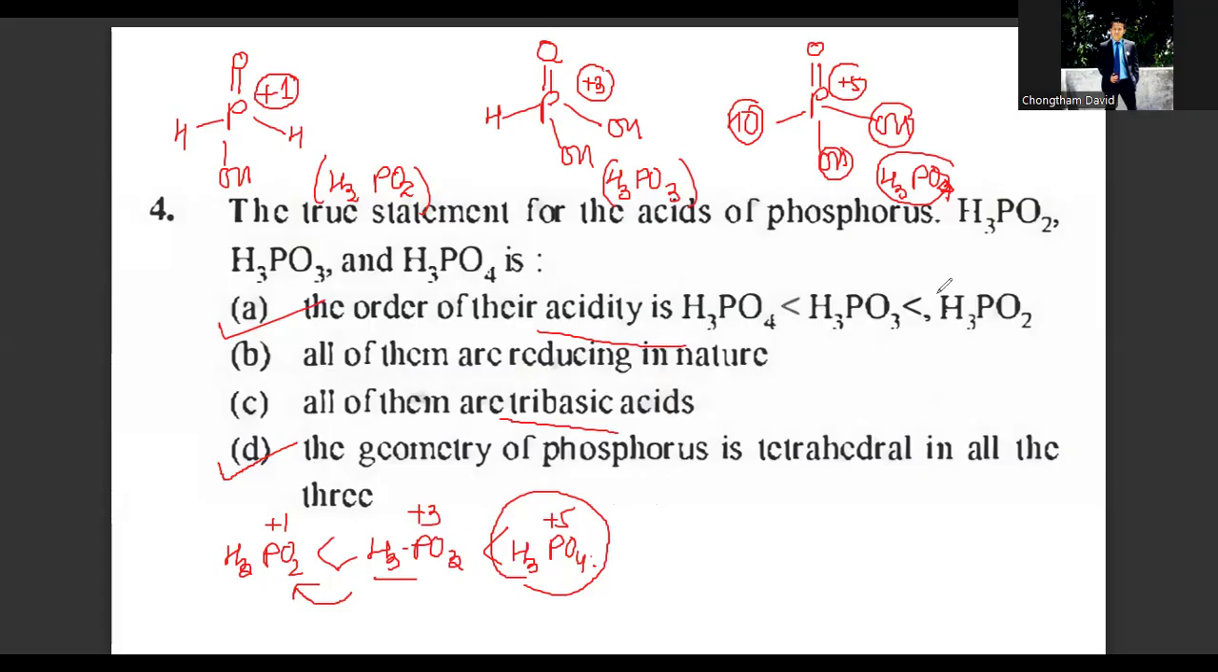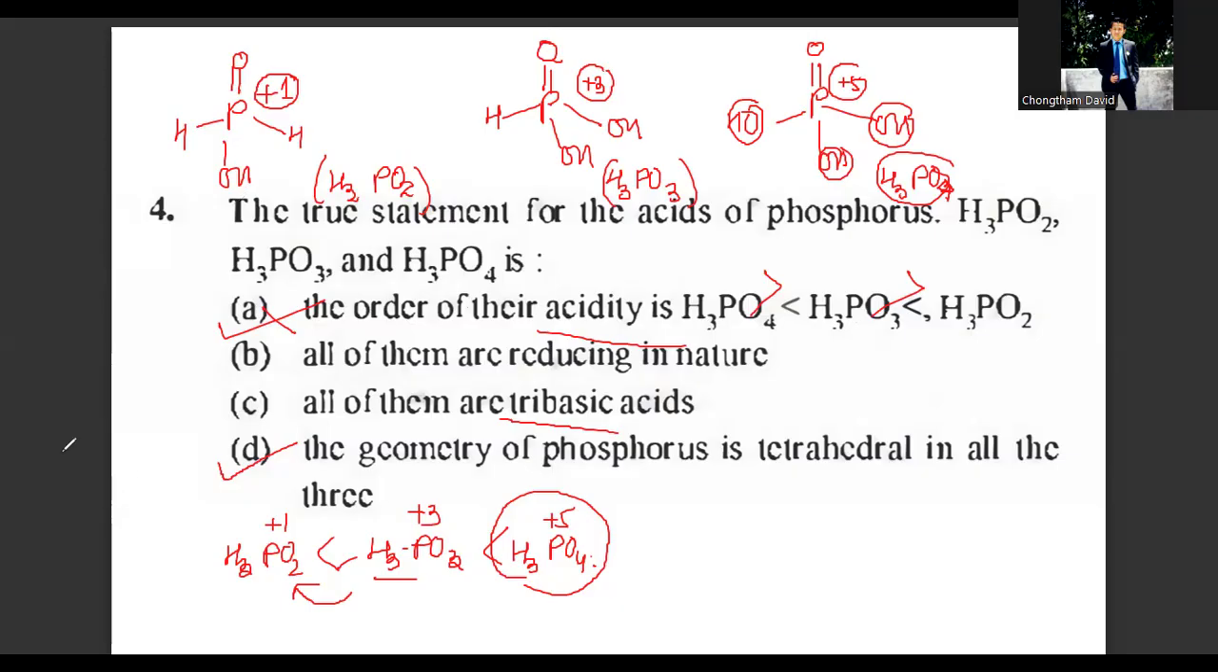Okay, I have made a mistake here. The sequence would be in this way. So 1 is not the answer. D is the answer for this question. If the inequality symbol is reversed, it would be correct, right? So 1 is not the answer for question number 4. The answer to question 4 would be option D.